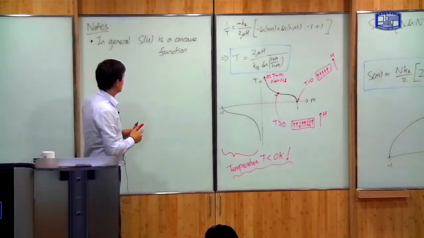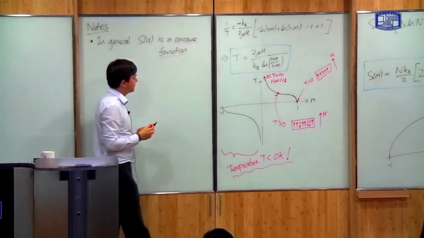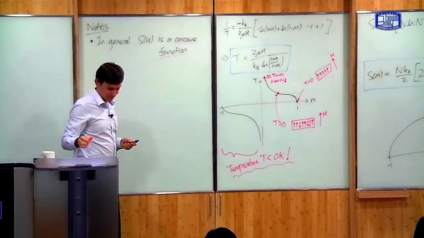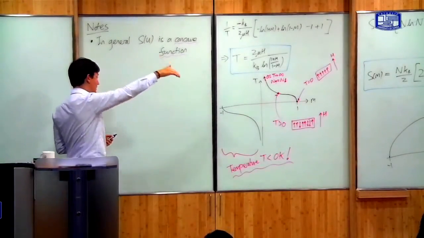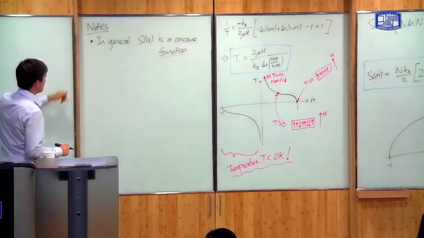Okay. If you don't know what a concave function is, it's quite a simple idea. Let me explain. It just means that it's going down. Well, it means that the second derivative is going down.